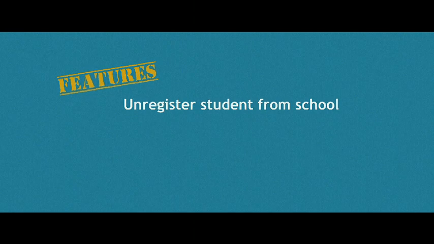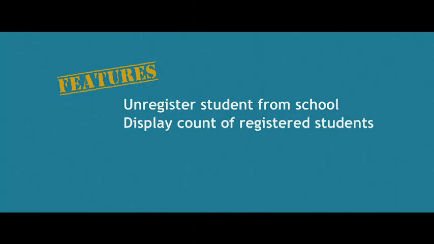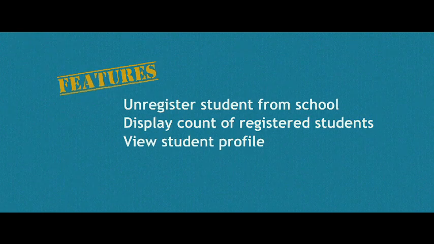So that means that there has to be school or students in the school API database so that we can unregister a student. We need to display the count of registered students at the school. So if there's 100 students, we want to see somewhere on the web page 100 students registered at school. And then we want to be able to view the student profile.